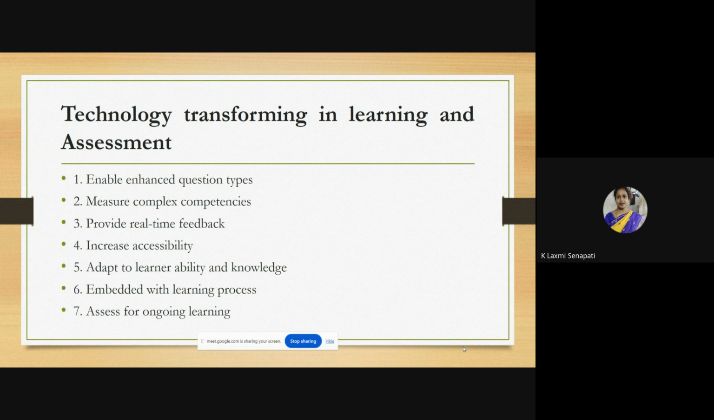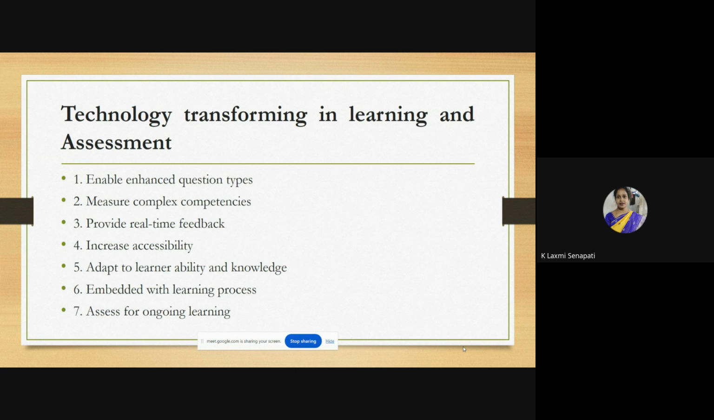And provide real time feedback. Real time feedback means the teacher will give feedback according to the need and requirement of the students. From time to time we have to give feedback to our students. What will happen is it will encourage the students to participate more in a positive way. Increase accessibility: it will encourage and motivate the learners by using the technology. They will be more interested in using it.